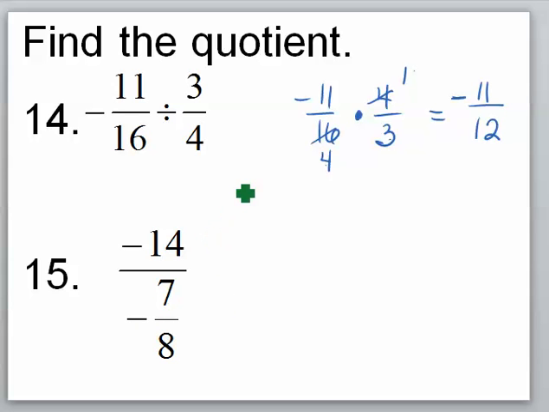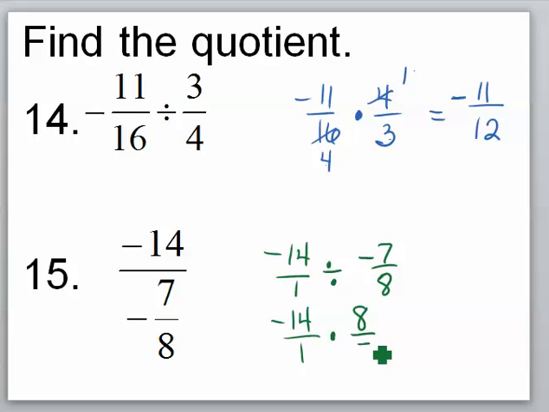Last example on this slide says negative 14 over 1 divided by negative 7/8. Now that's an interesting problem written like this, but it looks more normal when I write it like this. So negative 14 over 1 times the reciprocal 8 over 7. Well, if I look here closely, 7 and 14 share a common factor of 7. So 7 divided by 7 is 1. 14 divided by 7 is 2. Negative times a negative is a positive answer, and so I get 2 times 8 is 16.